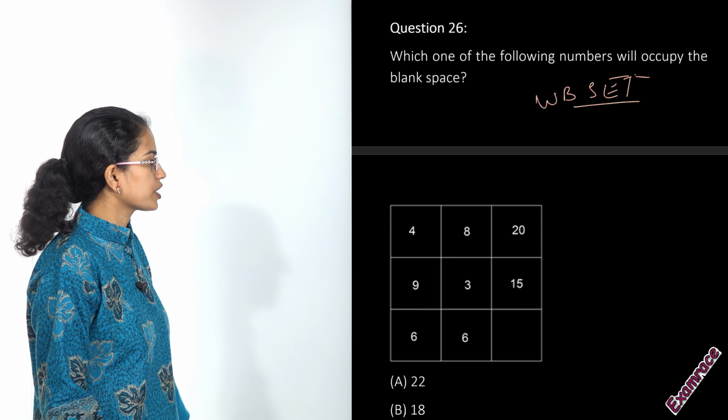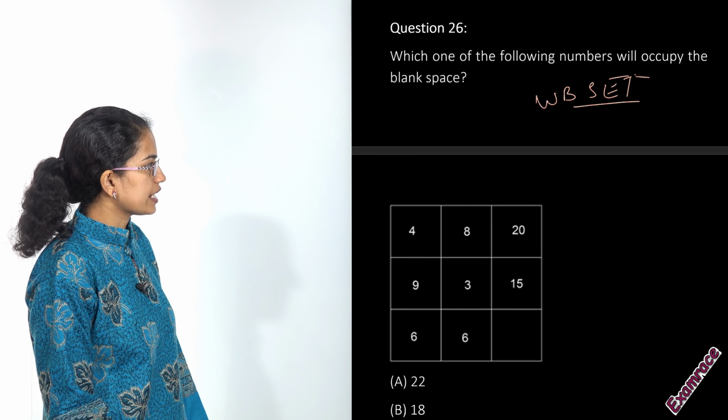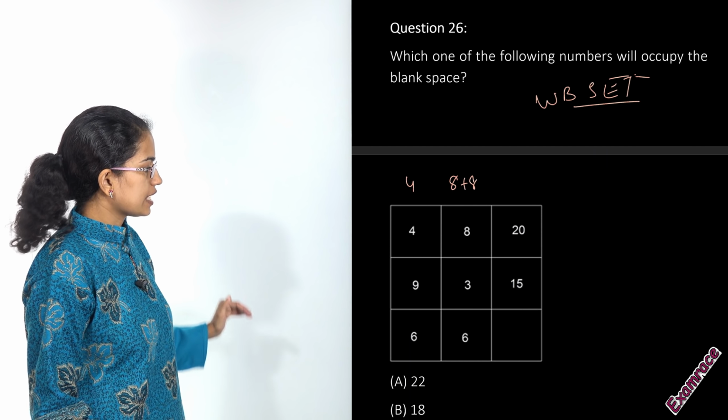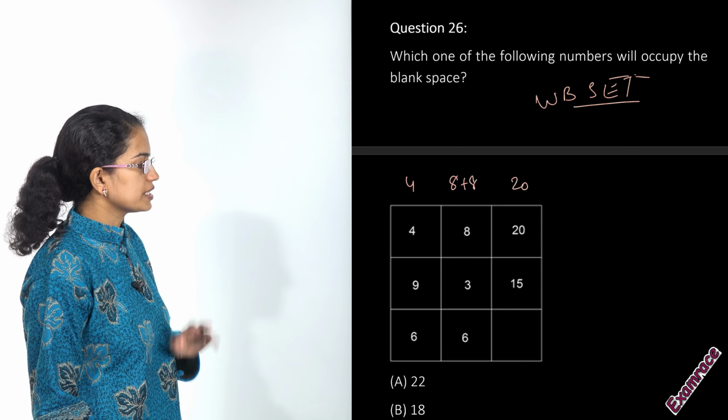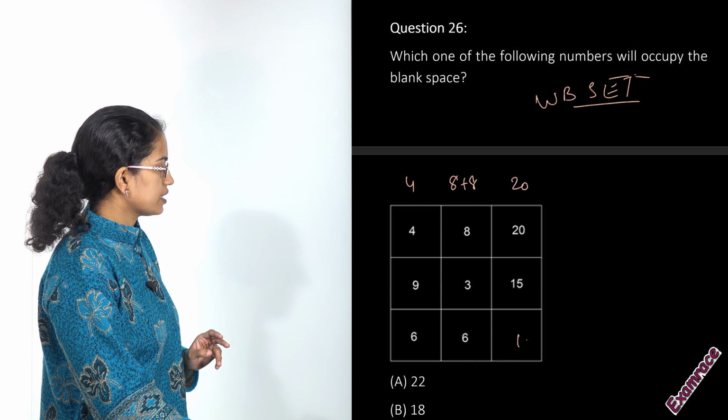Now the first question: you have 4, 8 and 20. So what I do is I do 8 plus 8 and 4, so that's 4 plus 16, that makes it 20. And the same I go, so I do 6 plus 6 plus 6, that's 18. So my answer here would be 18. Okay, the next question.